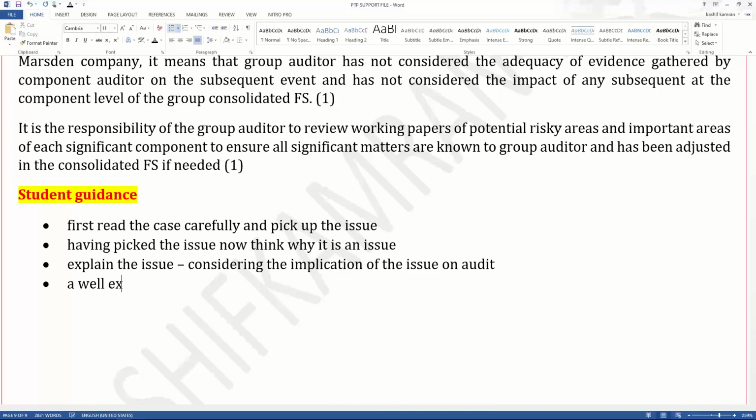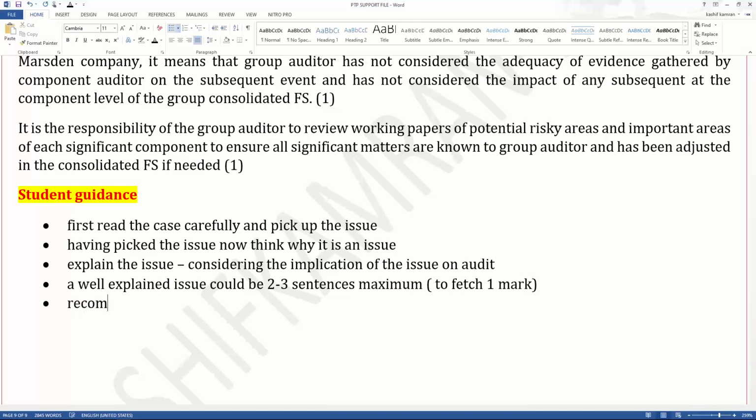A well-explained issue could be 2 to 3 sentences long, maximum. One well-explained issue of 2 to 3 sentences long can fetch 1 mark. I hope you're all clear on that.